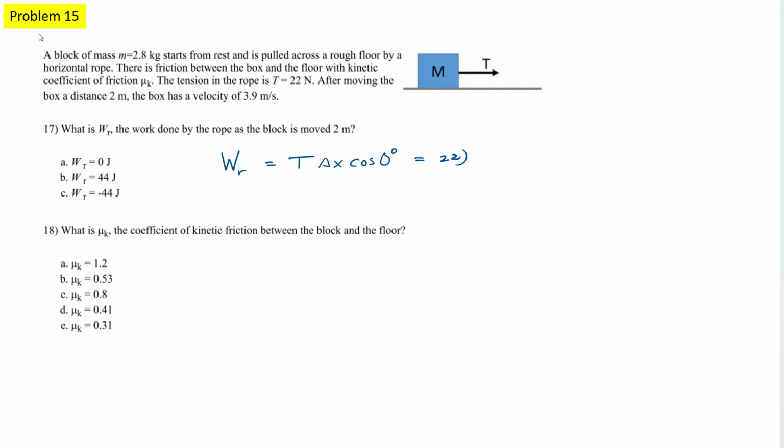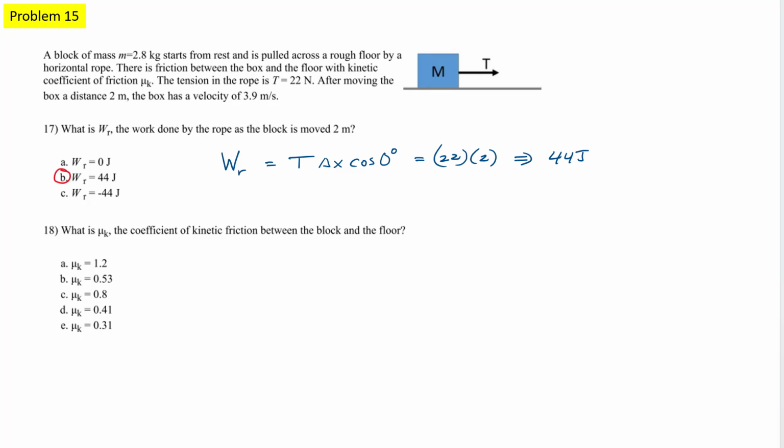The tension force is 22 newtons. We pull it a distance of 2 meters, so that gives us 44 joules of work, and that corresponds to choice B. All right, question 18 says, what is mu k, the coefficient of kinetic friction between the block and the floor?